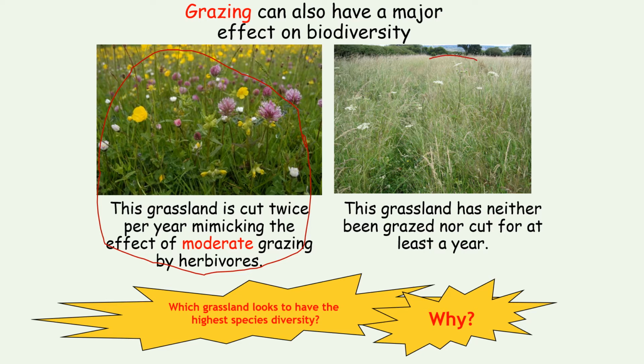Whereas this grassland has not been grazed and not been cut for at least a year, and it only has one type of grass or plant or two, and that is because the dominant species of grass or plant have stopped other species from growing. So let's look at this in a little bit more detail.